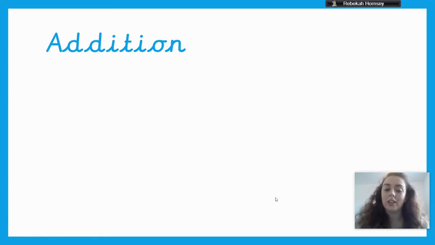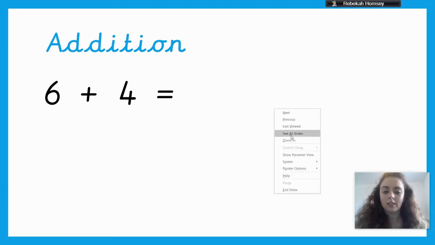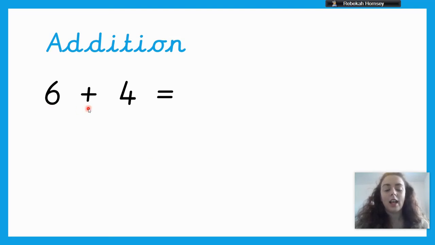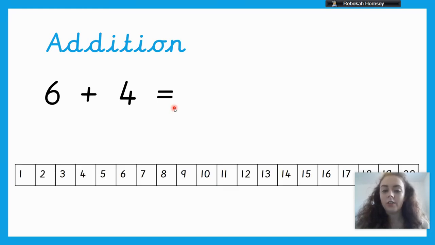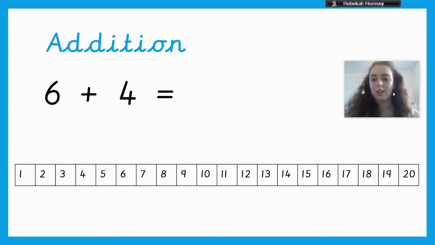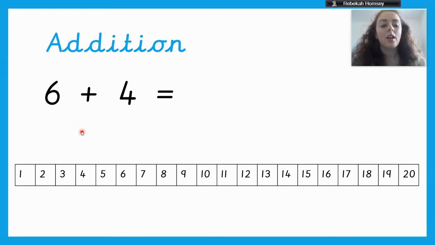First of all, we'll have a look at addition again and recap what we've done before. So my number sentence, just get my pointer, says 6 add 4 equals. So I've used a number track. I'll just move my screen up out of the way. There we go. I've used a number track to help me with my addition and subtraction today. You could draw a number track, or you could use your objects, or you could draw some pictures. It's totally up to you.